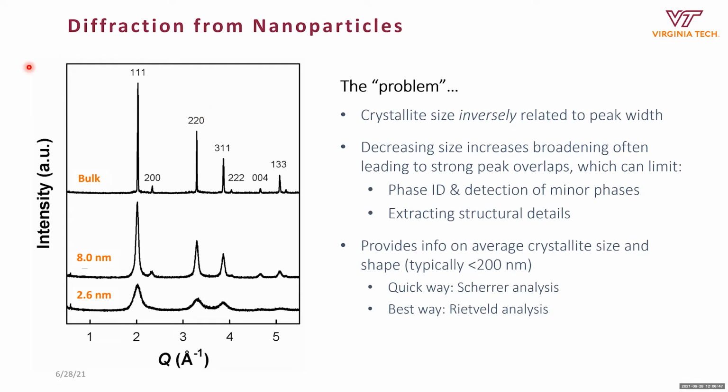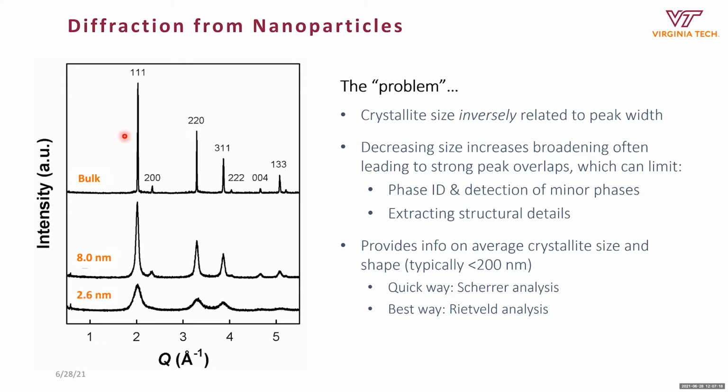The pattern on the top is for crystalline zinc sulfide, actually a natural sample. And you can see that the peaks are very sharp, very intense, and well-defined. And we can index those with their appropriate Miller indices. What's shown in the bottom two patterns are two synthetic zinc sulfide samples where we've controlled the size such that the one in the middle has an average particle size or crystallite size of 8 nanometers, and the one at the bottom is even smaller at around 2.5 nanometers.